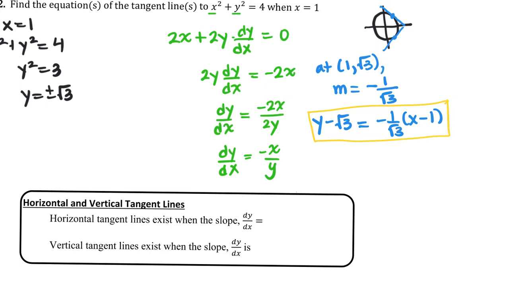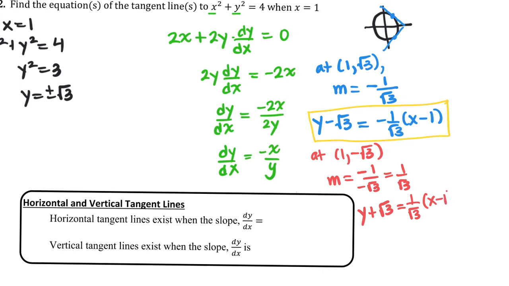Okay, now let's consider the other one. What's the other one? At (1, negative root 3), my slope is going to be negative x over y. So negative 1 over negative root 3, which is just 1 over root 3. So the equation of my tangent line will be y plus root 3 equals 1 over root 3 times (x minus 1), and then that's my second tangent line.